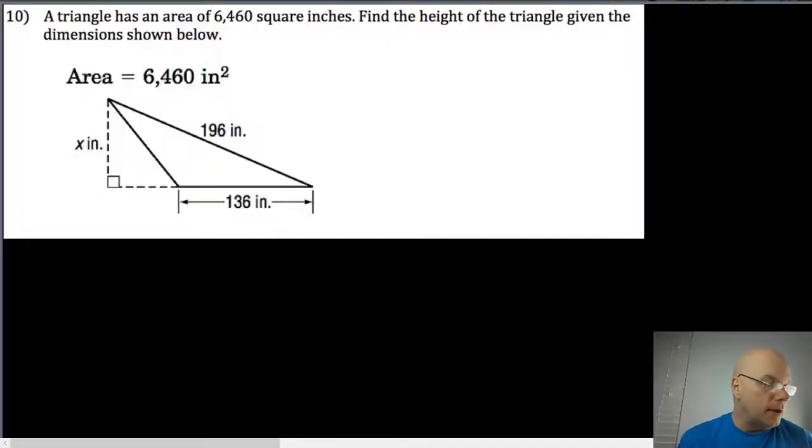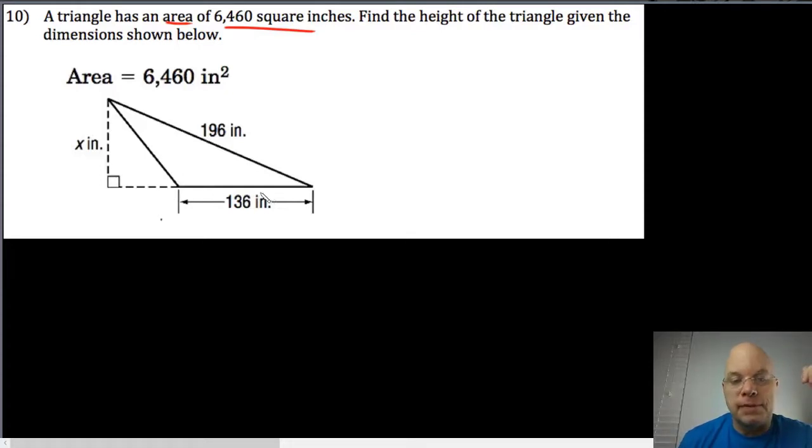We're finding area of parallelograms and triangles on tonight's homework. Problem number 10, we have a triangle. This one's a little different than most of the others because here you're given the area of the triangle. It tells you the triangle has an area of 6,460 square inches. And we need to find the height of the triangle given the dimensions shown below.